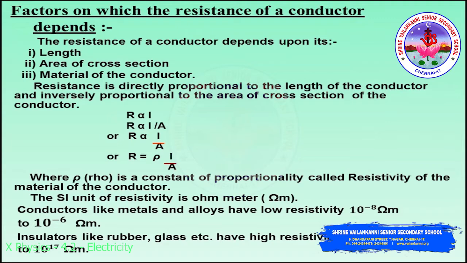Or we can write R equals rho L by A. Rho is the proportionality constant called the resistivity of the material of the conductor. The SI unit of resistivity is ohm meter. Conductors like metals and alloys have low resistivity, 10 power minus 8 ohm meter to 10 power minus 6 ohm meter. Insulators like rubber, glass and so on have high resistivity, 10 power 12 ohm meter to 10 power 17 ohm meter.